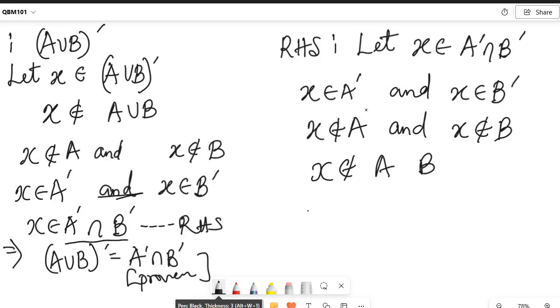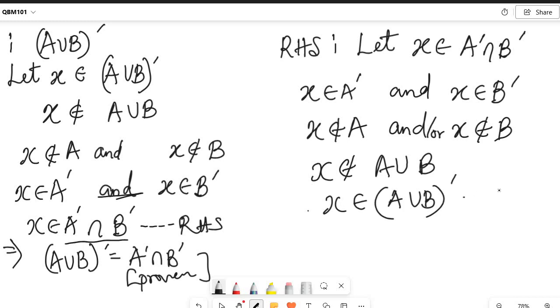So if X is not an element of A or X is not an element of B, it simply means that we can say X is not an element of A intersection B. You can use and or or here, okay? So that means that X will be an element of (A intersection B) prime. And this is the left hand side. So we have gone from left to right and right to left. All right, so like I said, this is just to me unnecessary.